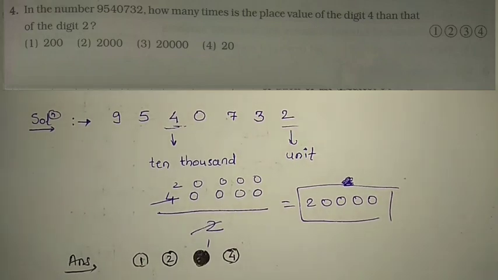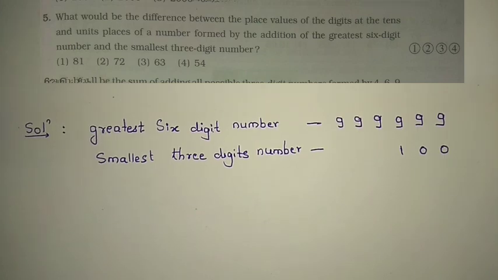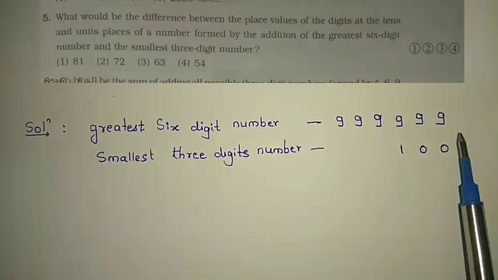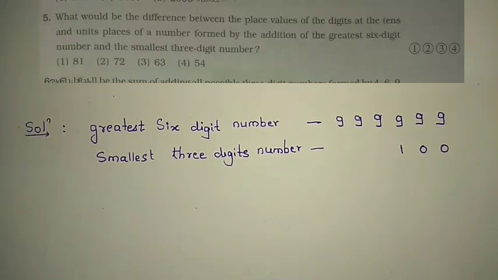Now question number 5 is: what would be the difference between the place values of the digits at the 10 and unit places of the number formed by addition of the greatest 6-digit number and the smallest 3-digit number? First write the greatest 6-digit number and the smallest 3-digit number. The greatest 6-digit number is 6 times 9, because 9 is the greatest digit, and the smallest 3-digit number is 100, because 100 is the first 3-digit number.